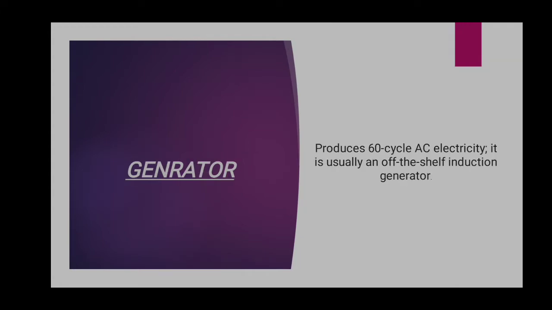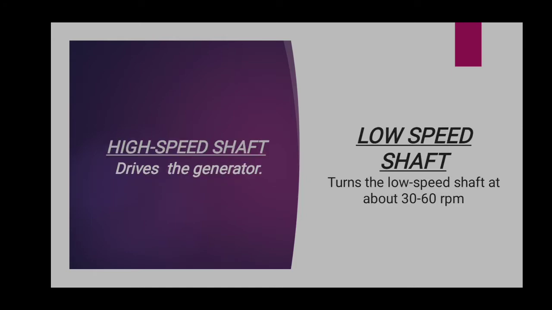The generator produces 60 cycle AC electricity. It is usually an off-the-shelf induction generator. The high speed shaft drives the generator. The low speed shaft turns at about 30 to 60 rpm.